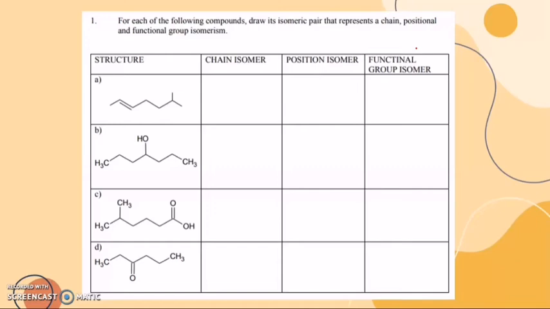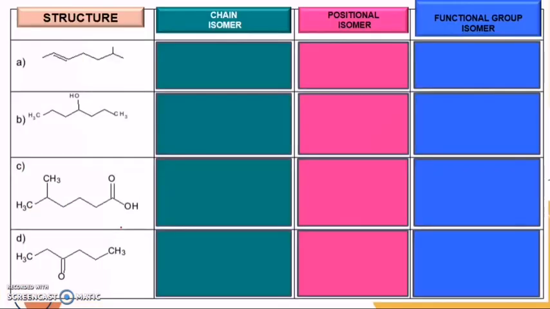Now let's try this exercise. For each of the following compounds, draw its isomeric pair that represents chain, positional and functional group isomerism. We have 4 structures here as examples. Let's look at the first structure, structure A. Structure A has 7 carbons as the longest chain with 1 side chain.